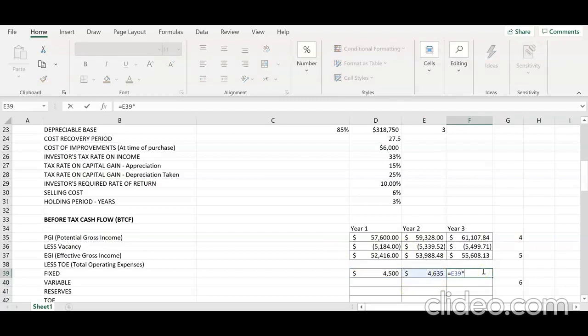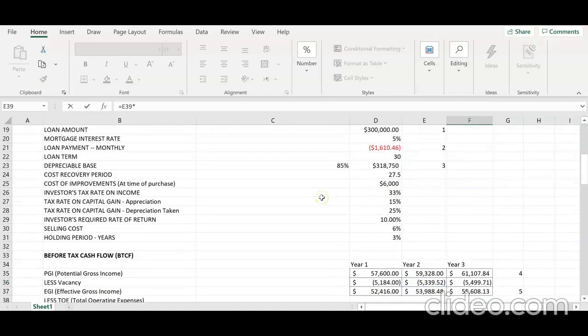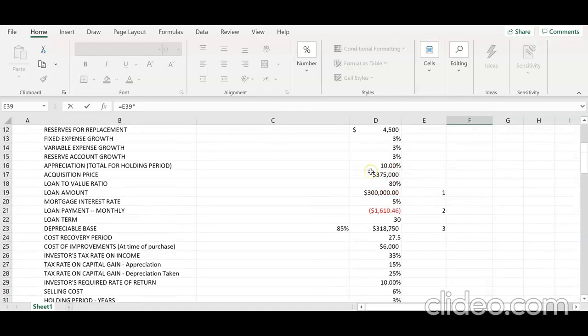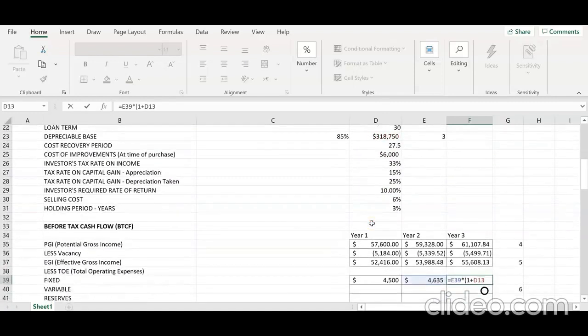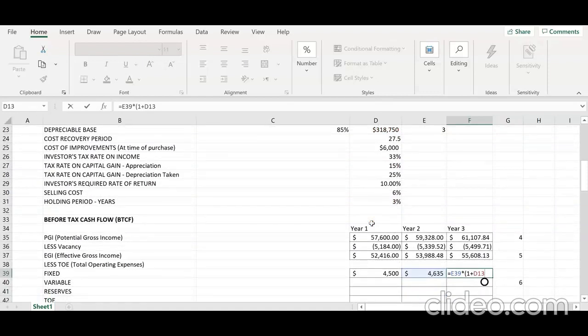Same formula for year 3. Multiply by 1 plus the fixed expenses growth, and then we lock the numbers down with the dollar sign.